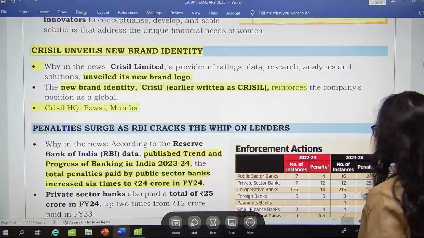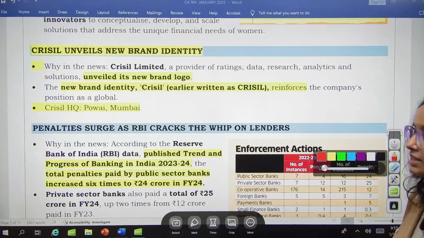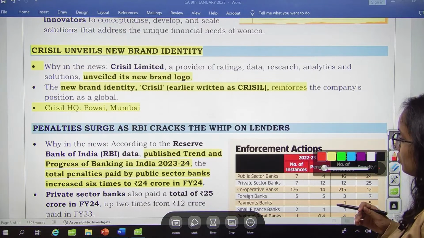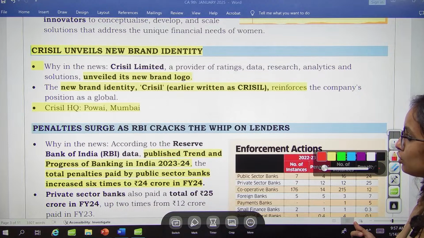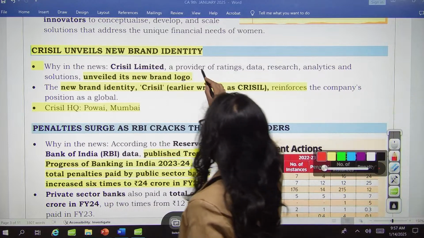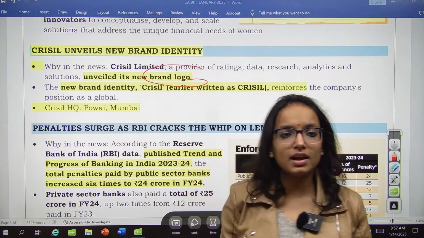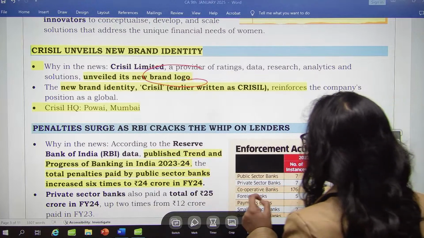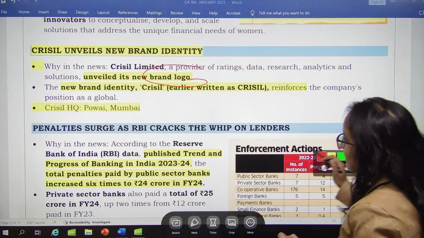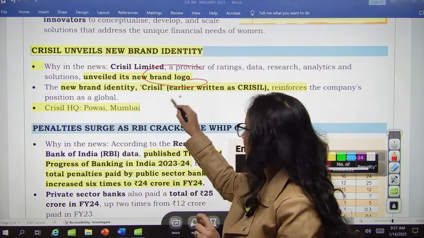Then you have Crystal Limited, the credit rating agency. It has unveiled its new brand logo. So now Crystal will be known as CRISIL. It will be identified as CRISIL.